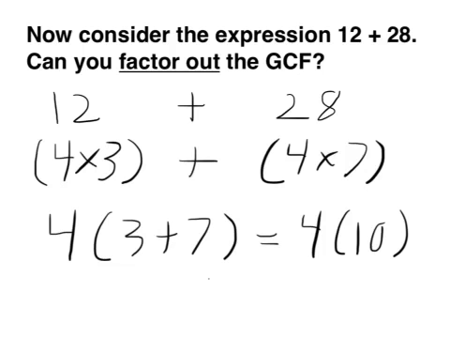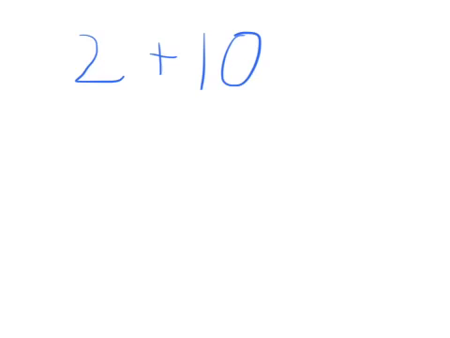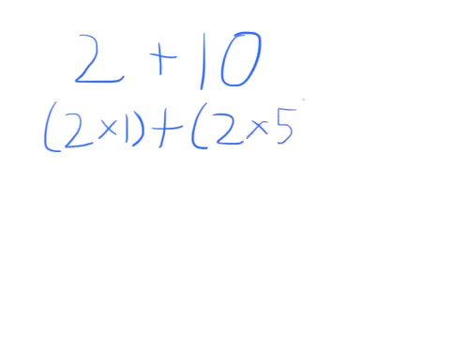Because, again, 12 really is 3 groups of 4, and 28 really is 7 groups of 4. So that is a total of 10 groups of 4. Quickly, let's work through another example. We have 2 plus 10. Now, the greatest common factor of 2 and 10 is just 2. So we can think of this as 2 times 1. This is 1 group of 2, and then this is 5 groups of 2. So we'll do 2 times 5.